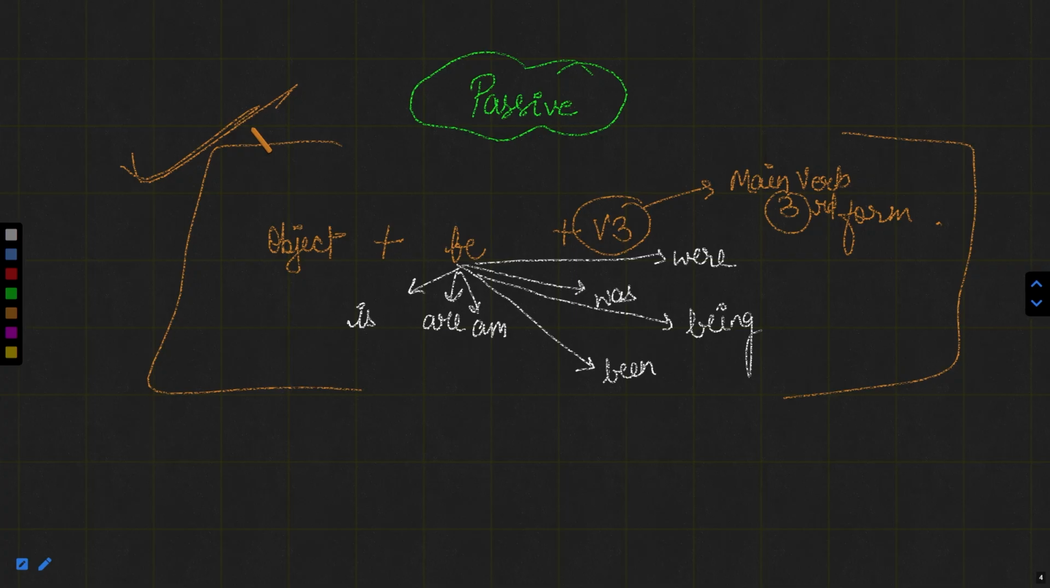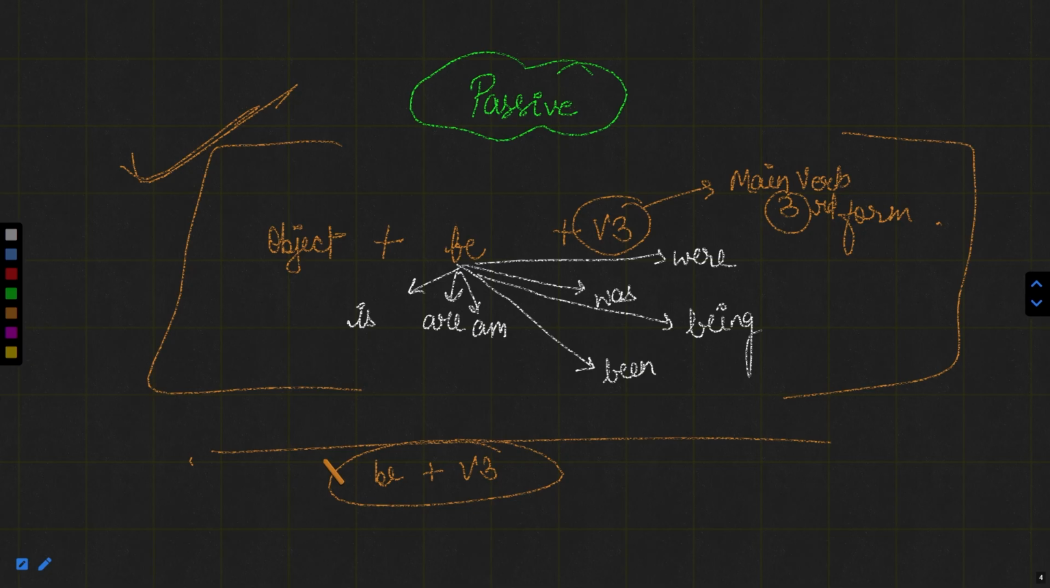And what are these things? First of all, the object in the subject place. After that, any form of be, and then the third form of the main verb. These three things are very, very important to convert an active sentence into passive voice. If we have these three things, it means the structure is in passive voice. You can also conclude that if there is any form of be, and after that be you get a verb third form, however we can also have ing after be, but if you get be plus verb third form, that structure is known as passive voice always.